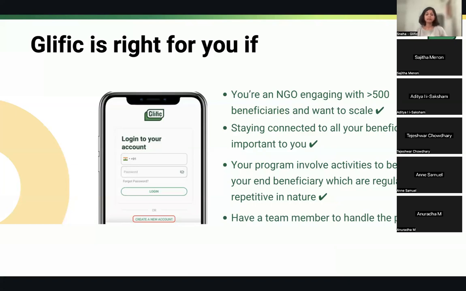On a monthly basis, if you have programs which are high touch, by which I mean you are regularly talking to people on the ground, sharing resources, and asking them to share back information, and there is a lot of communication happening on the ground, then definitely this is something you can think about. We also need someone on the team who can handle the platform and take responsibility for leading the chatbot. So that is how we say it's right for you to use Glific.